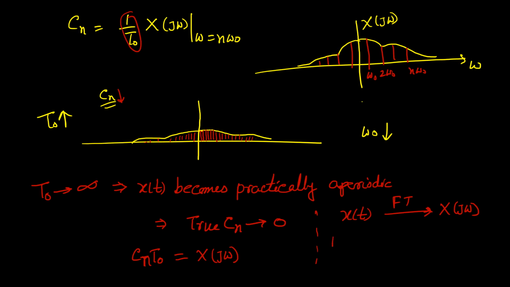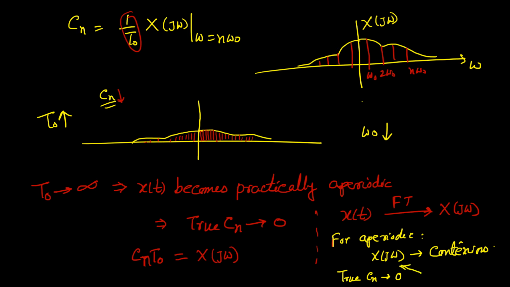and for aperiodic signals this capital X of j omega becomes continuous, and the true Cn value is approaching 0. So we have amplified the actual Cn value by infinite times. So here we have got X of j omega, just amplifying actual Cn by infinite times.